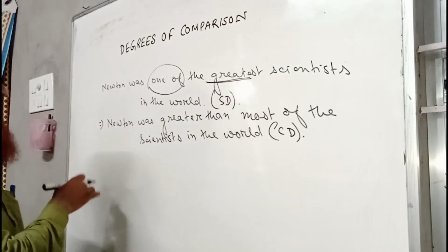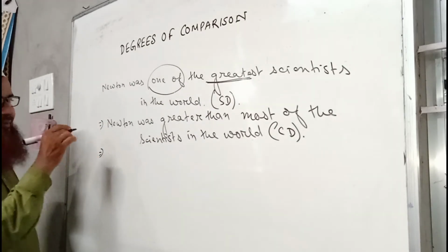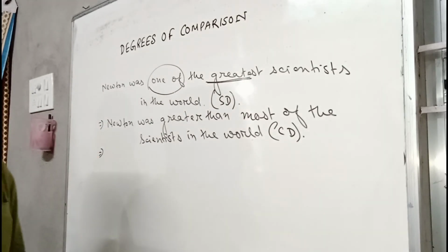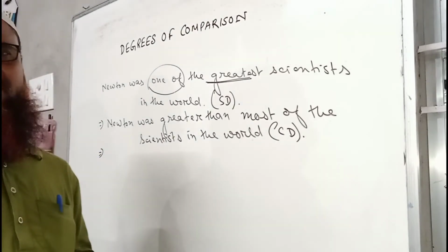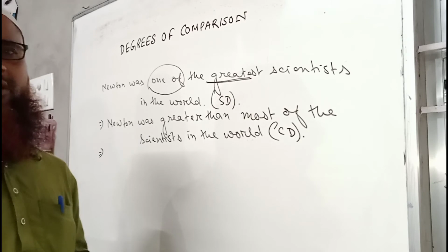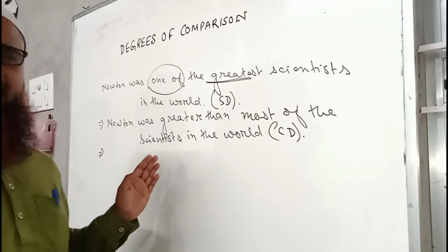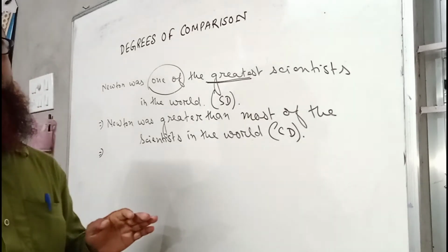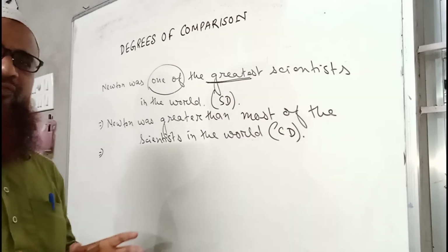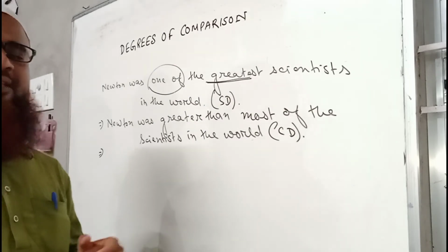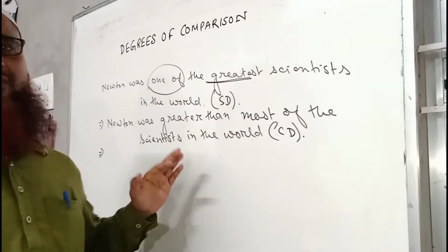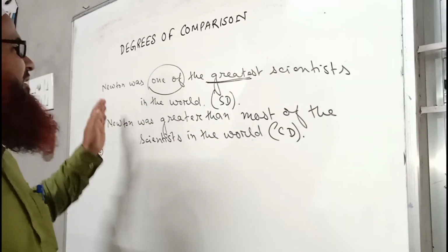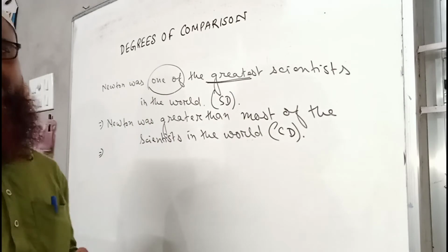That is why in positive we have to write or start this sentence with very few, almost negative. That means very few scientists in the world were as great as Newton. That means Newton was greater than most of the scientists in the world. Then Newton was one of the greatest scientists in the world.